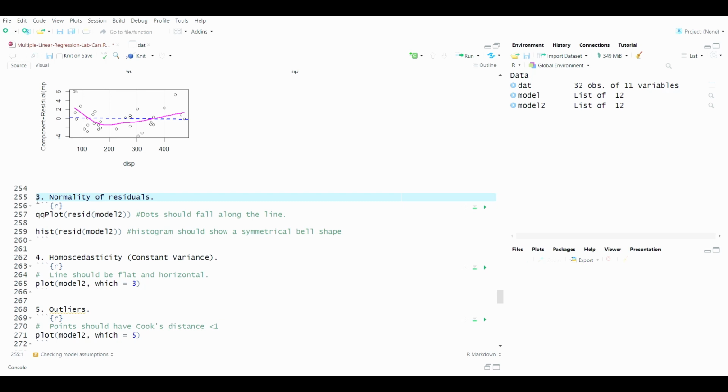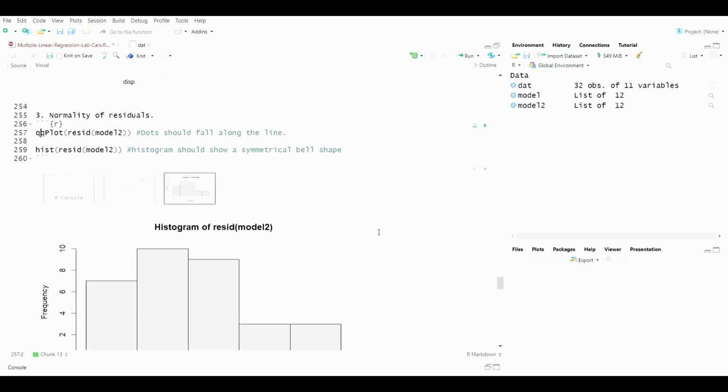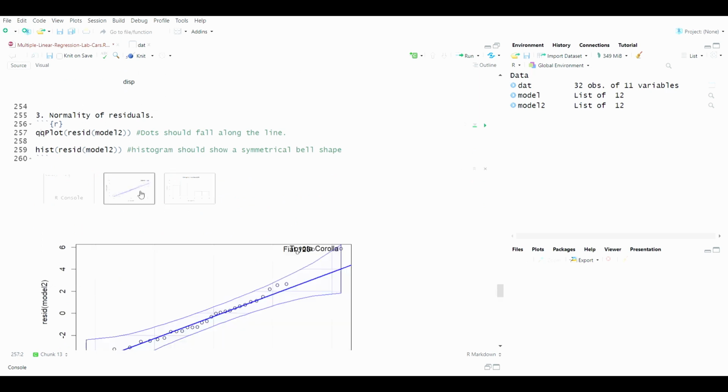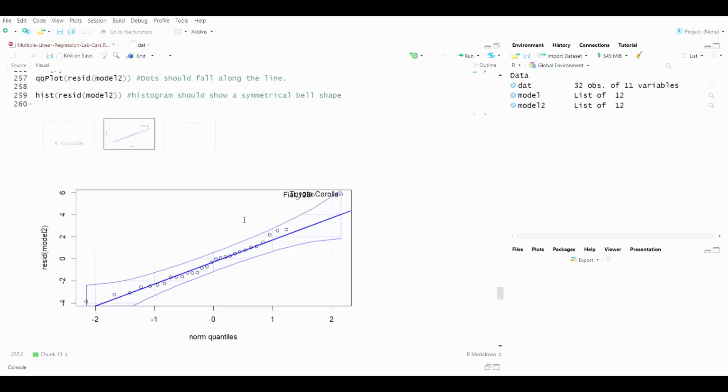Normality of residuals. How do we check normality of residuals? Okay, there's a couple ways. One way is using the QQ plot, and the other way is using a histogram. If I run this whole chunk, I do both at once. If I look at this first panel here, what I have is a scatter plot of the normal quantiles and the residuals from Model 2. And here very nicely we have our shaded error line. And what we're looking for is that all the dots are not just close to the line, but within the shaded area.